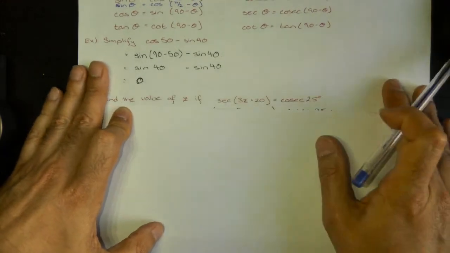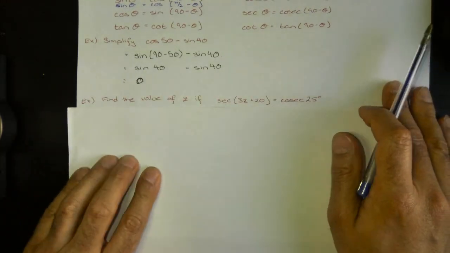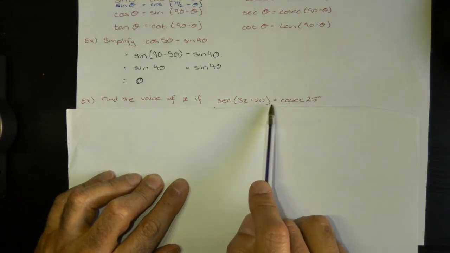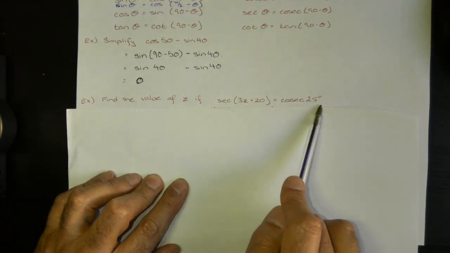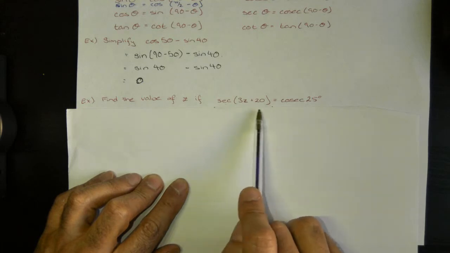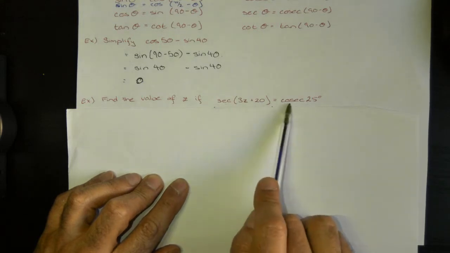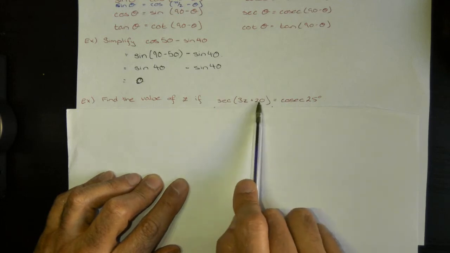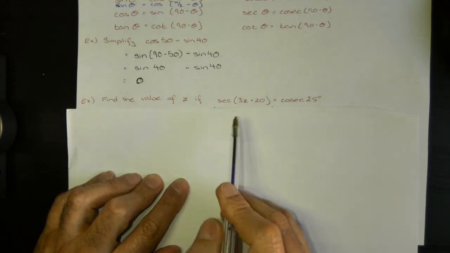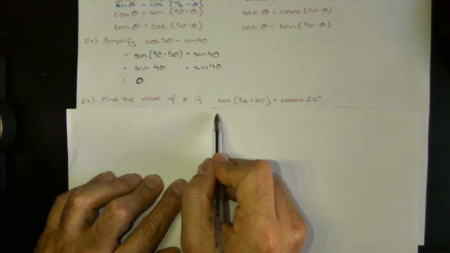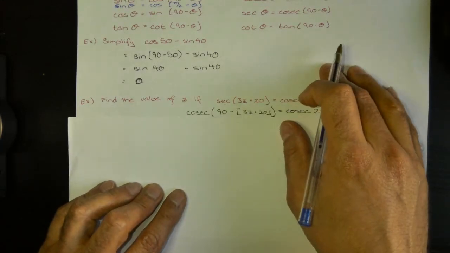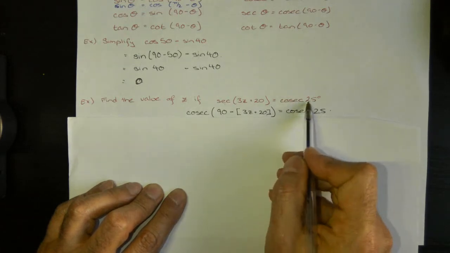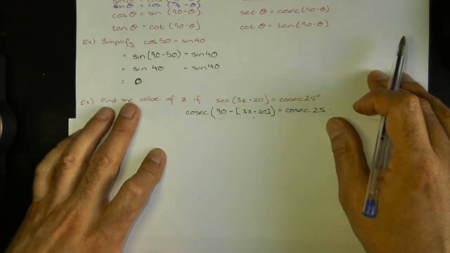Okay. Let's do the next one. We want to find the value of z if sec of 3z plus 20 is equal to cosec 25. So the first thing I need to do is change this so that they're all in the same function. I'm going to change this so it's cosec. So I'm going to write this as cosec of 90 minus (3z plus 20). Well, that's the same as cosec 25. I haven't touched that, so just keep writing it.